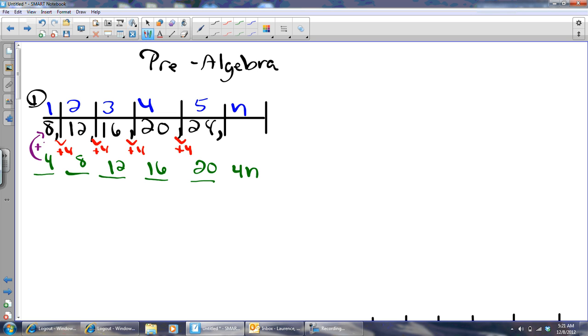So there's plus 4, plus 4, and then plus 4, and then plus 4, and then plus 4 again. So that means for the nth term, I'm going to do 4n plus 4. And it's just a coincidence that they're both plus 4. That's why I do the one in red. The red one goes here, 4n. And then the purple one goes in the other place.